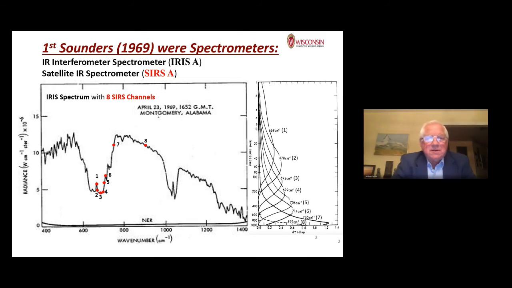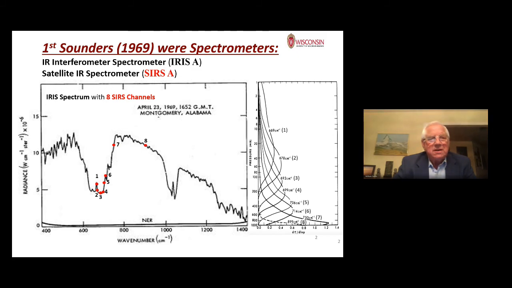One spectrometer was called the IRIS, the Infrared Interferometer Spectrometer. You're going to hear more about this in the lecture: this was a Fourier transform spectrometer. This spectrometer measured a large portion of the infrared spectrum with a single detector. A Fourier transform spectrometer can measure many, many spectral channels with one detector. So that was one instrument that flew.